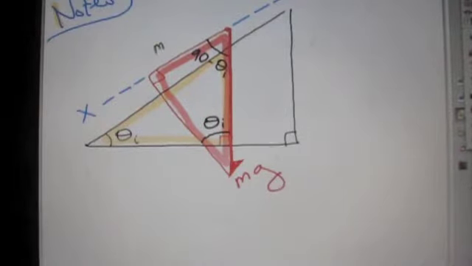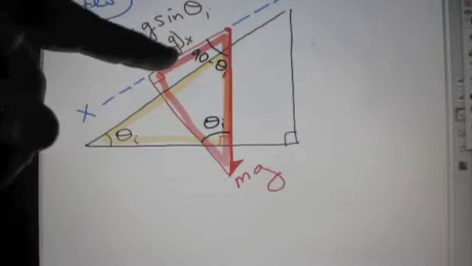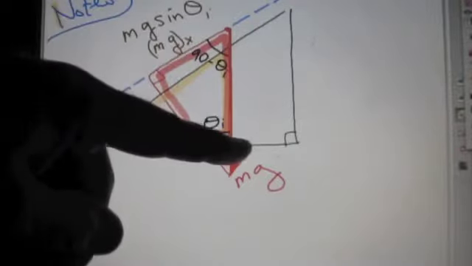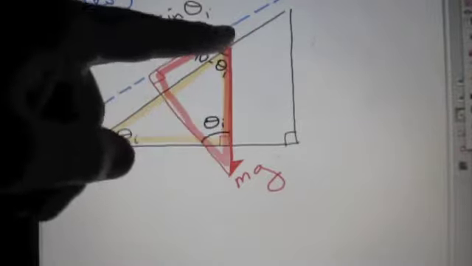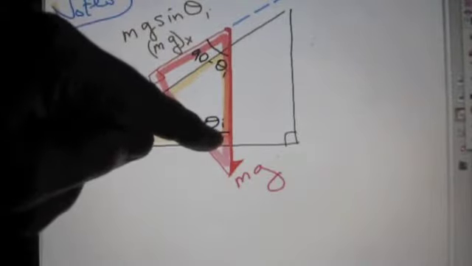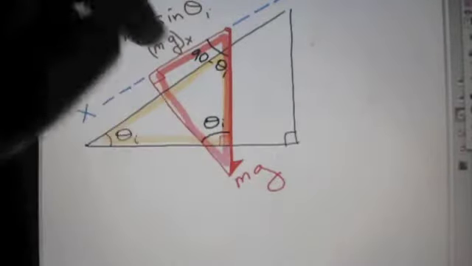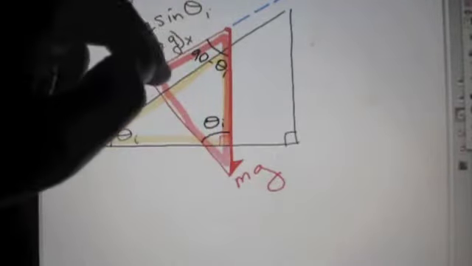So let's take a look. We could call it mgx, that's fine, but it doesn't really help us much in an equation. And so we go through and say, well, it's mg sine theta I, because it's opposite theta I, and sine is opposite over hypotenuse. Remember that this leg over mg equals sine theta I. Therefore, do a little algebra and you'll see that mg sine theta I is the length of this leg.